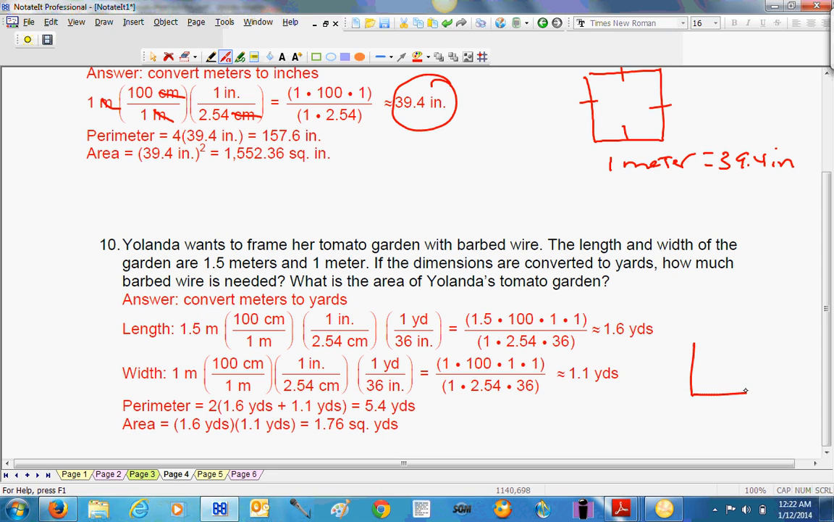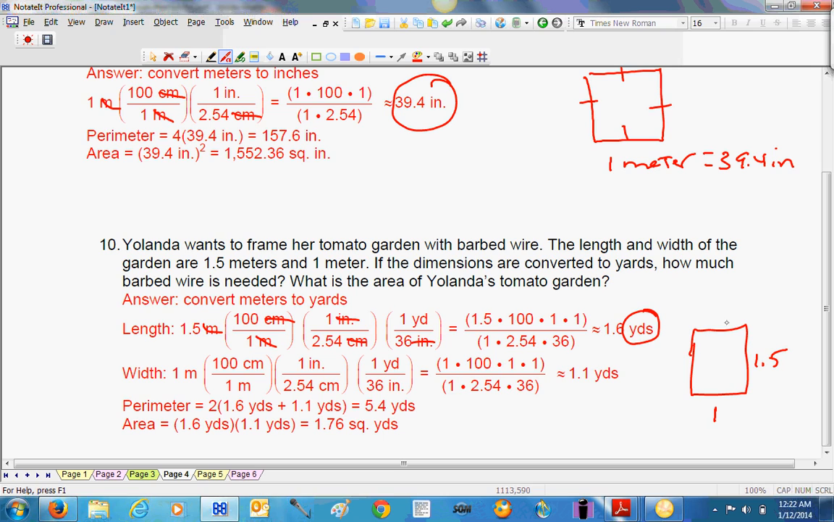If you remember the picture that we had, the picture was something like 1 and then 1.5 here. So if we're going from meters to yards, we're really doing the same thing. 1.5 meters, 100 centimeters to 1 meter. Then meters are going to cancel. And then here, centimeters cancel. And then here, inches cancel. And then we're just multiplying 1.5 times 100 times 1 times 1. And our denominator is 1 times 2.54 times 36. And we're left with yards.